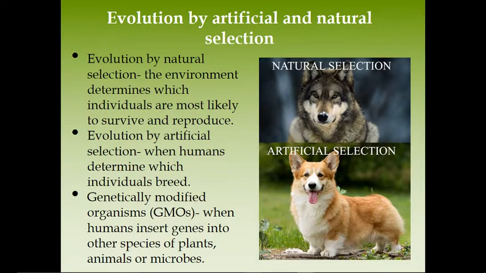The image on the right shows natural selection versus artificial selection. The wolf has undergone natural selection over numerous generations to be able to survive, grow, and reproduce most efficiently. However, the corgi below it is artificially selected by humans to be super duper cute and is also used for herding.